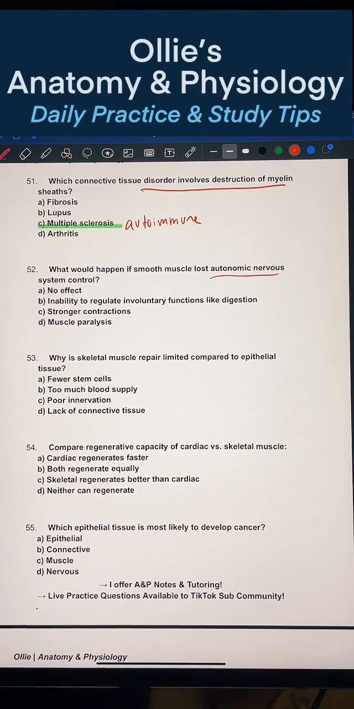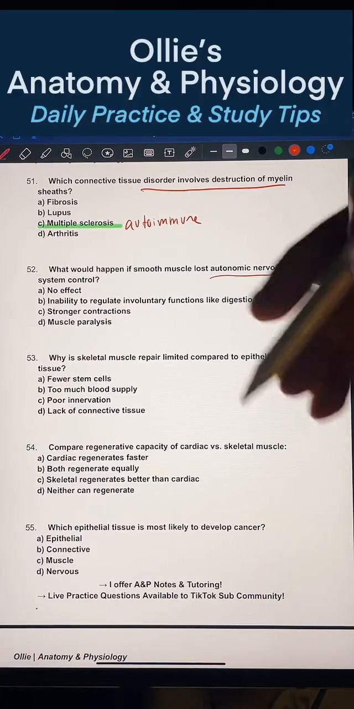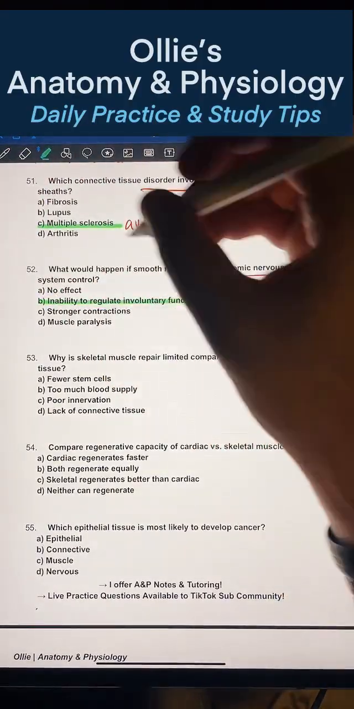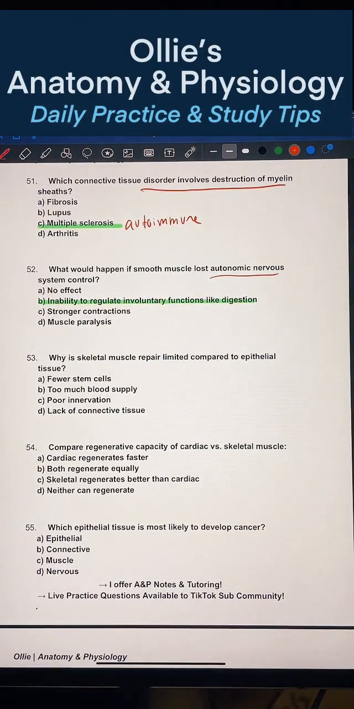So now that we went over all these questions, like I said, I'm going into a little bit more depth, a little bit more application based. So hopefully we can connect everything together for this one. Number 52, the answer is B. There would be an inability to regulate your involuntary functions like digestion, like we mentioned. Your vasoconstriction, vasodilation, because they're in your blood vessels. Autonomic, you can think of automatic, all the stuff that goes on without you consciously having to think about it is where that's going to affect.